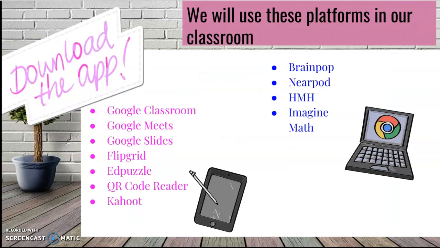We will be using the following platforms in our classroom: BrainPop, Nearpod, HMH, and Imagine Math. You need to download the apps for the following if you will be using a smartphone or an iPad: Google Classroom, Google Meets, Google Slides, Flipgrid, Edpuzzle, QR Code Reader, and Kahoot. Now, the QR Code Reader is only for those people that do not have an iPhone. So if you're an Android user, you will need a QR Code Reader. If you have an iPhone, then you should be able to take a picture and read a QR code.